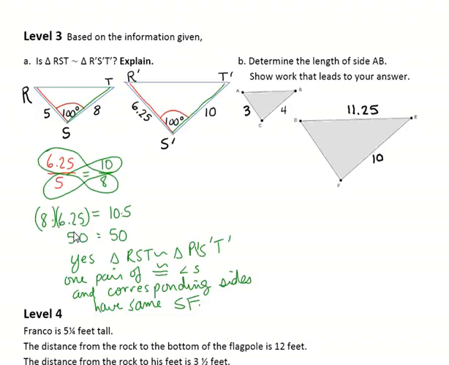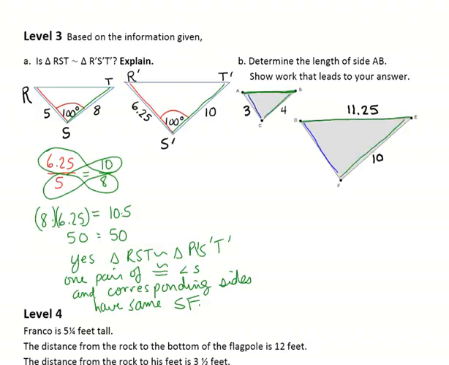Question B. Determine the length of side AB. Show your work that leads to your answer. All right, so this is the side that I'm looking for, and I'm noticing that they're giving me several dimensions. The corresponding side to AB is 11.25, and then I need another pair of corresponding sides.